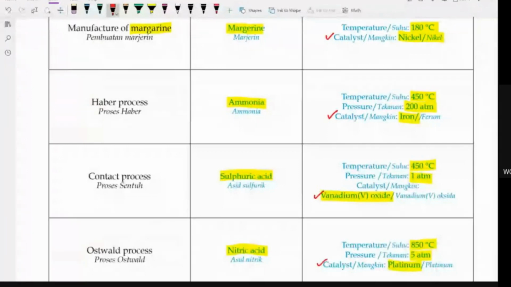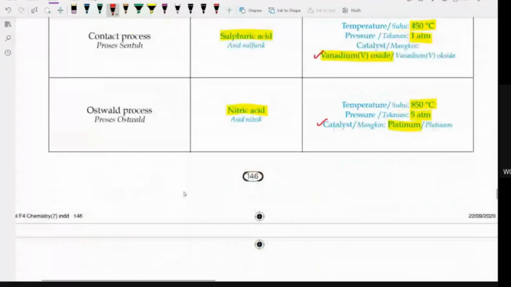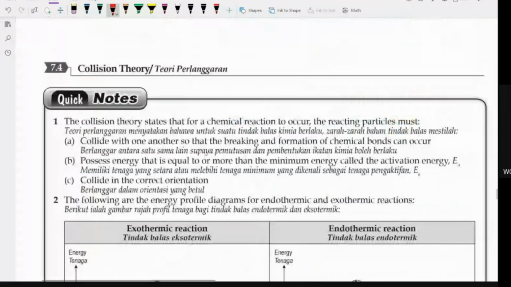So next we are going to see the last part of this chapter, collision theory. After this, I will use another note that I post in the group so that we can use that one to explain the collision theory. Okay, never mind. We look into this one first.